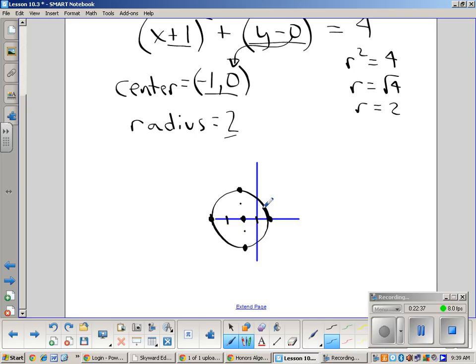Are we supposed to graph them? If they ask you to graph them. Okay. So when they ask you to graph them, you have to do that.